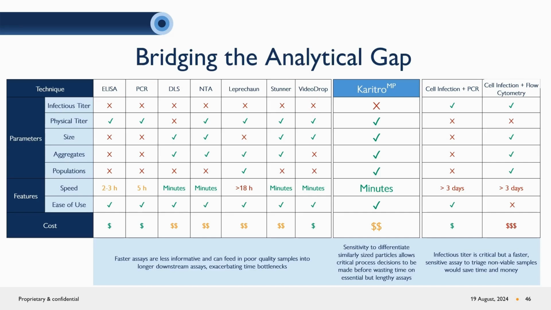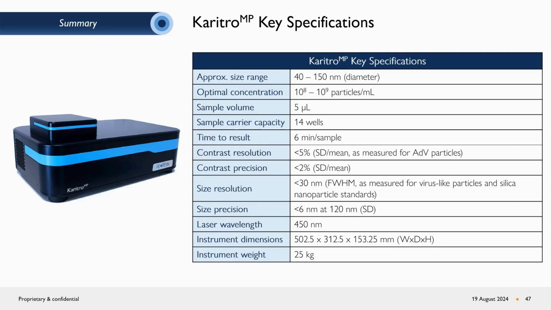From the instrument specs, we can see that the size range is between 40 and 150 nanometers. The sample optimal concentration goes from 10 to the 8 to 10 to the 9 particles per milliliter. The sample volume required is 5 microliters, so quite low. As mentioned, the sample carrier capacity is 14 wells, allowing for 13 samples measurements. Time to result is 6 minutes per sample. Here you have the rest of the specs for what concerns resolution and precision, as well as the laser wavelength at 450 nanometers, the instrument dimension, and its weight.